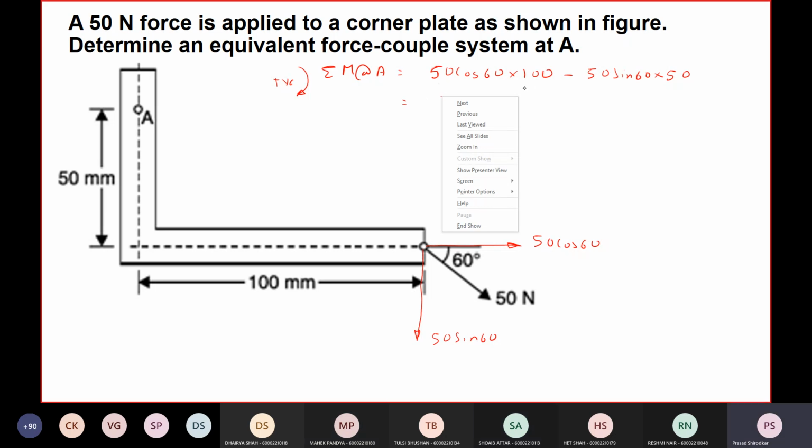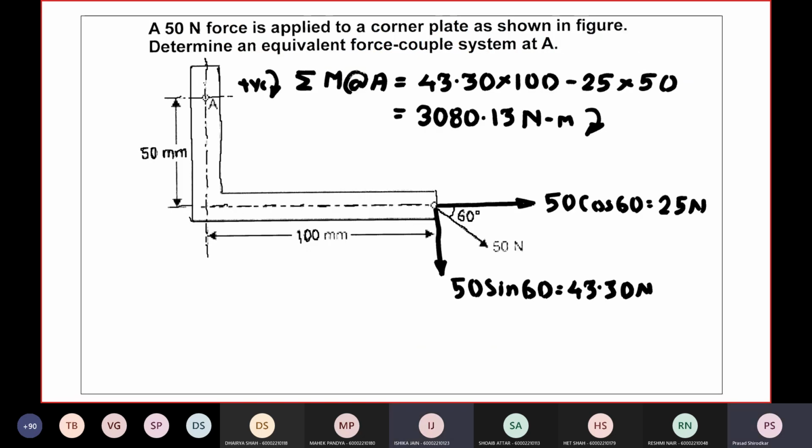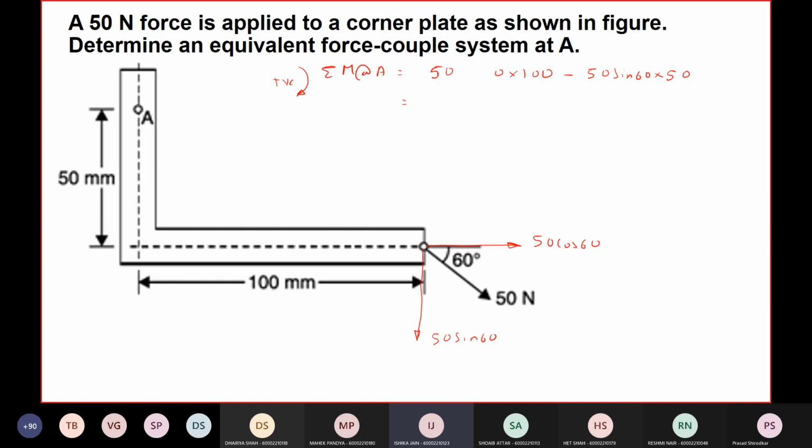I'm sorry. I wrote the equation correct, but it is 50 sin 60 here, and this is 50 cos 60. Okay, I'm sorry.